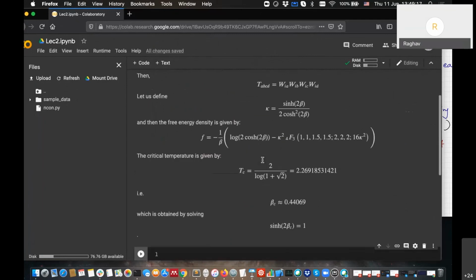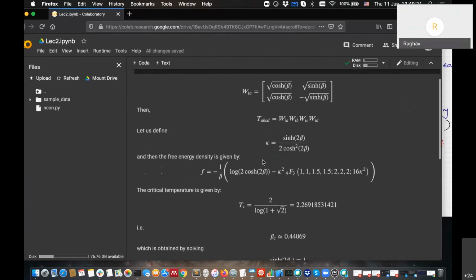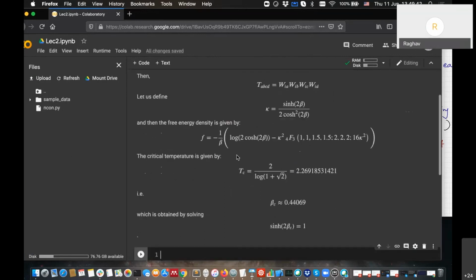Okay, so this is what I wanted to write. Initially, I'm just writing what I explained. W_A is given by cosh beta sinh like this. Then we have T_ABCD, which is like this. Now the exact solution: there are different expressions for the exact solution available in the literature, starting from Onsager's work. But one of the expressions which is compact is given by this.